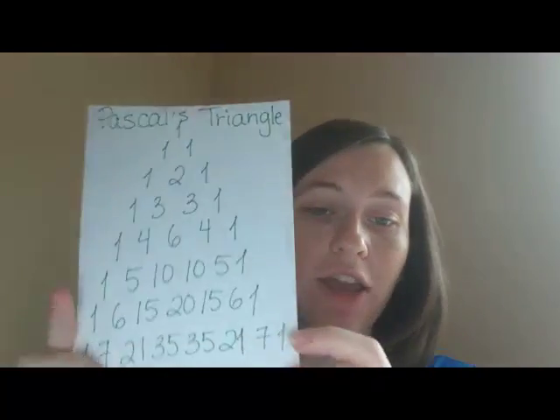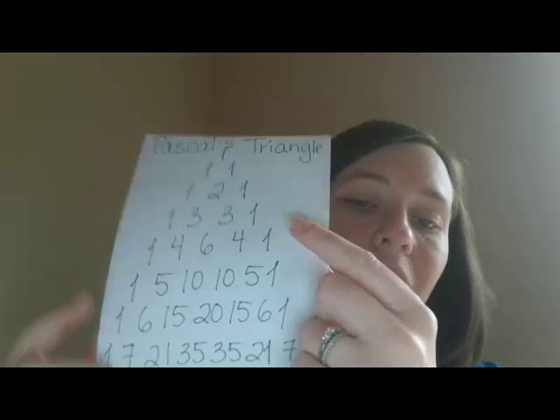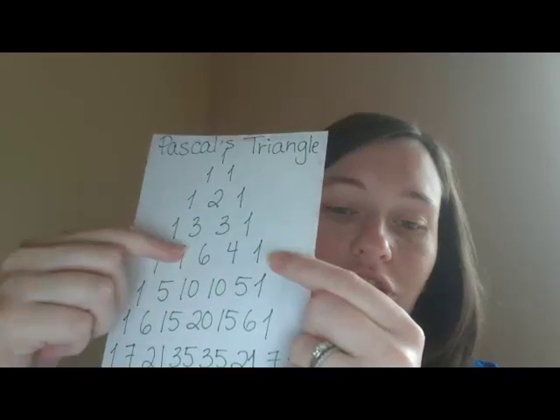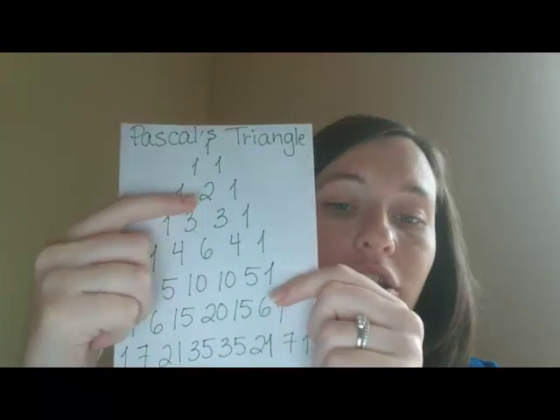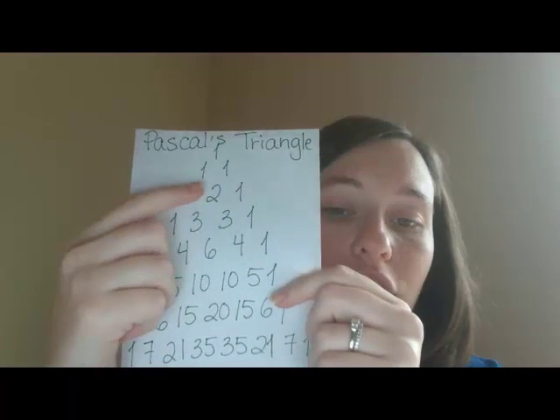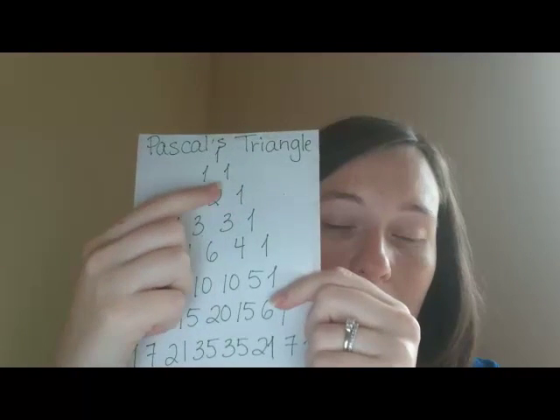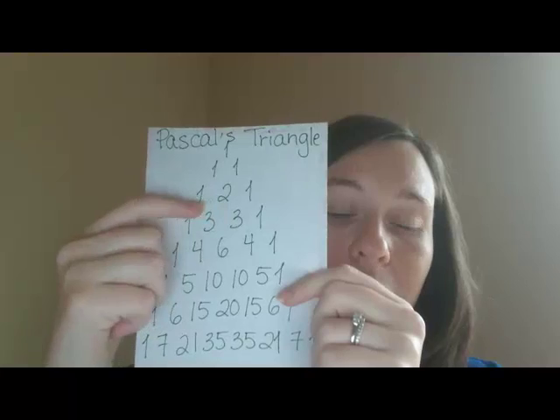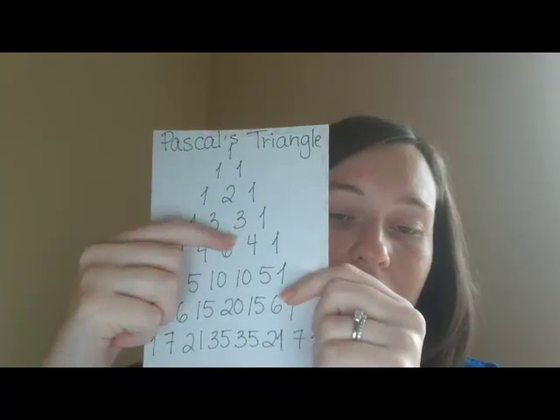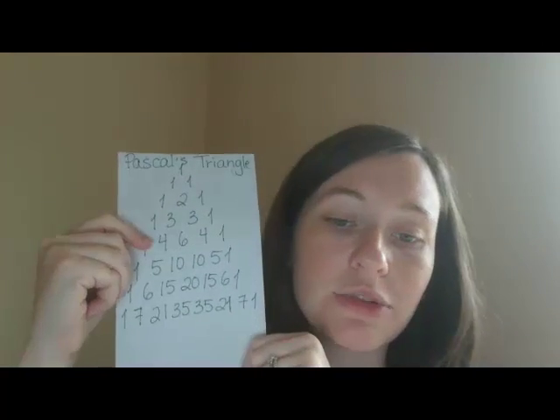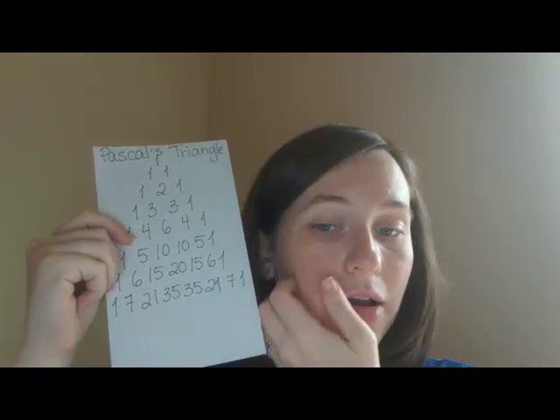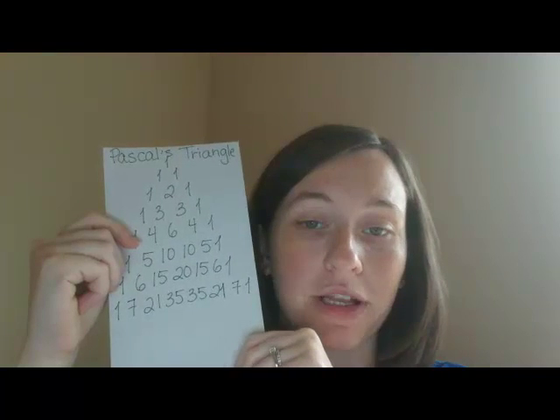Pascal's triangle is a triangle of numbers. You start out always with ones, and the ones come on both sides of the triangle. Inside, you add the top two numbers to get the term below them. So 1 plus 1 gives us 2, 1 plus 2 gives us 3, 2 plus 1 gives us 3. Pascal's triangle is what we're going to use to get the coefficients of our binomial expansion.